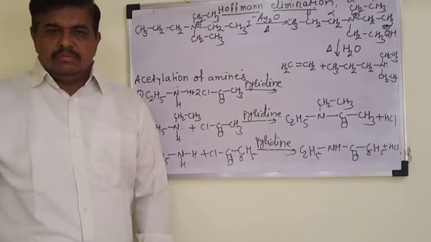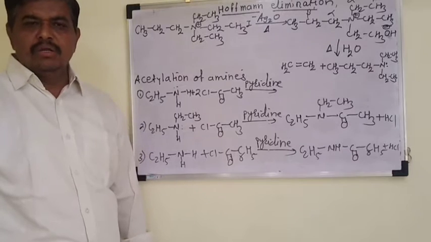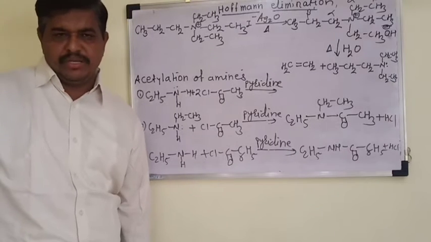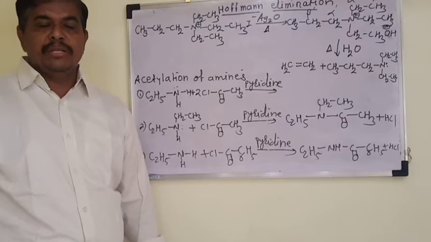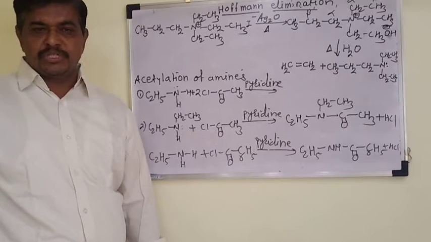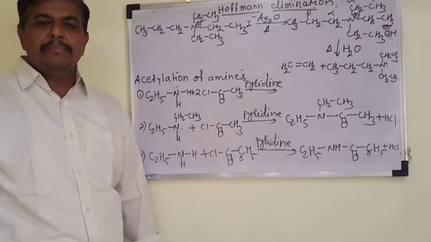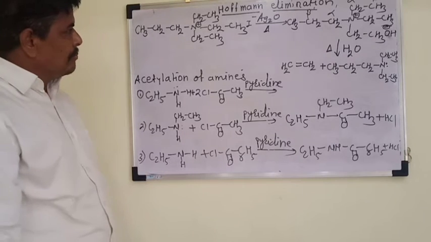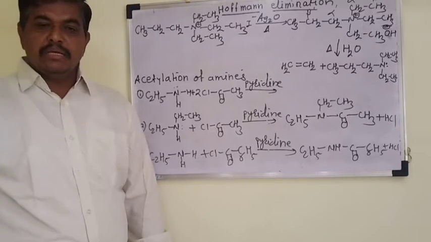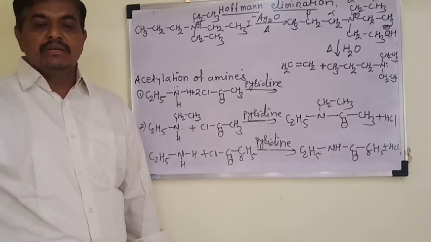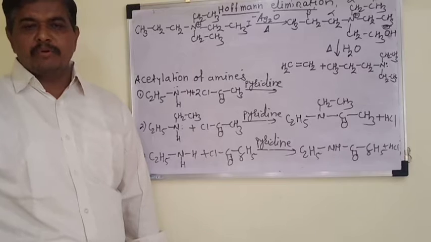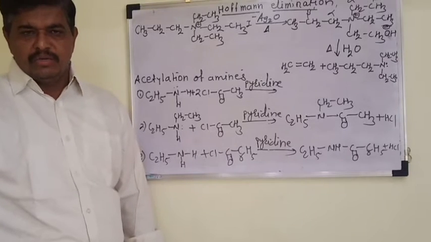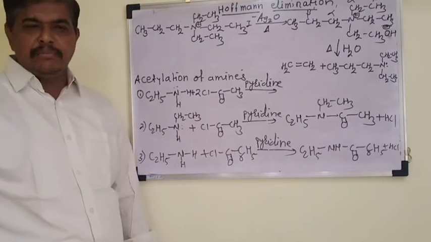Now, in 11th standard, you learned the Saytzeff elimination reaction. What is Saytzeff elimination? It is the elimination reaction in which the more substituted alkene is formed as the major product. Now, Hofmann elimination is a reaction in which the less substituted alkene is formed as the major product. So we get alkene by this method.